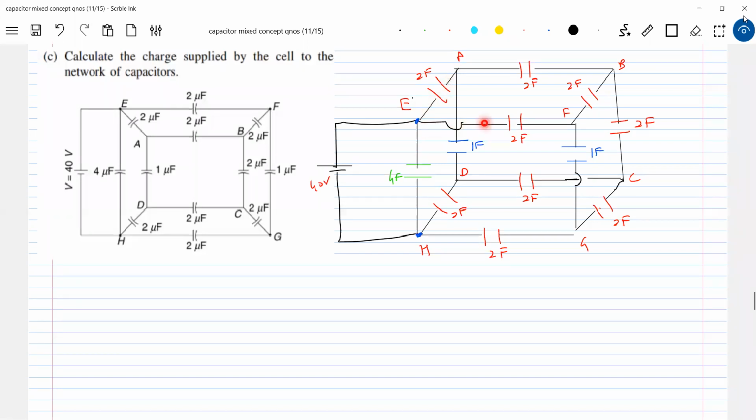So we have to identify, is there any such path? And the charge flown through EA and EH should be different here. So at E, it will branch out into three circuits. So can we put the same charge in this 2 farad and this 2 farad? How do you say that? I'll do one thing. I'll go for 2 farad, 2 farad. Look at the junctions A and F. A is connected through 1 farad to the point D, through 2 farad to the negative terminal of the cell.